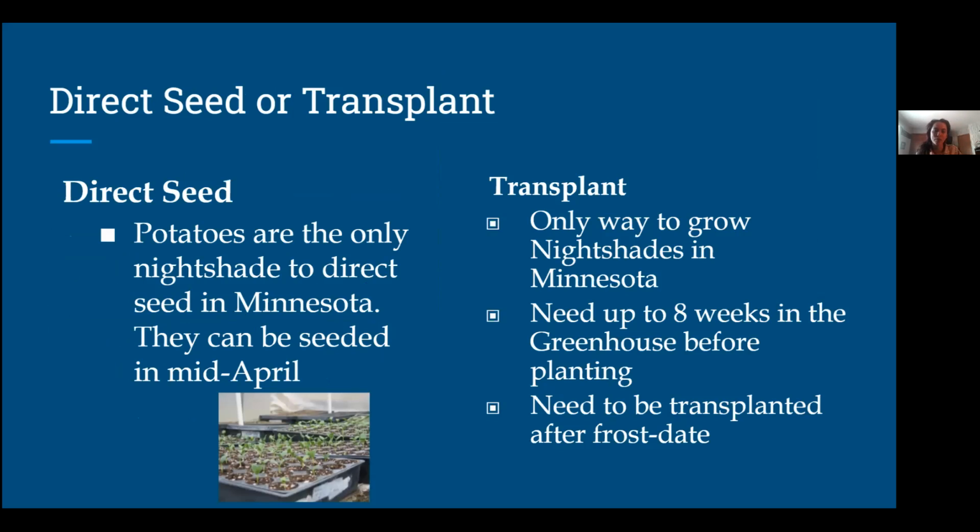if you do want to know a little bit more, we're not going to be planting them at Big River Farms, but when you have your own farm and want to plant potatoes, they will be started in or seeded in mid-April. Those ones are direct seeded, but all the other ones are going to be transplanted. It's the only way to grow nightshades in Minnesota, and they need up to 8 weeks in the greenhouse before planting. So keep that in mind.